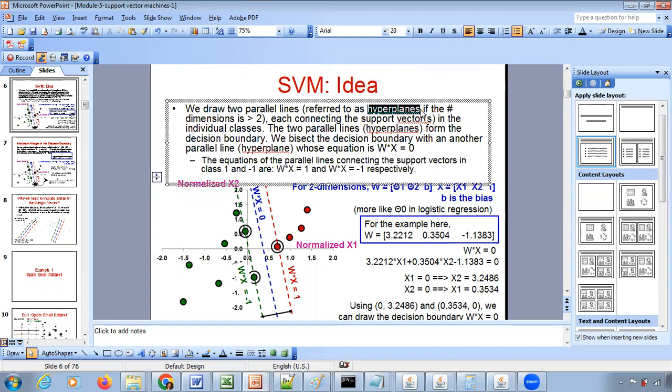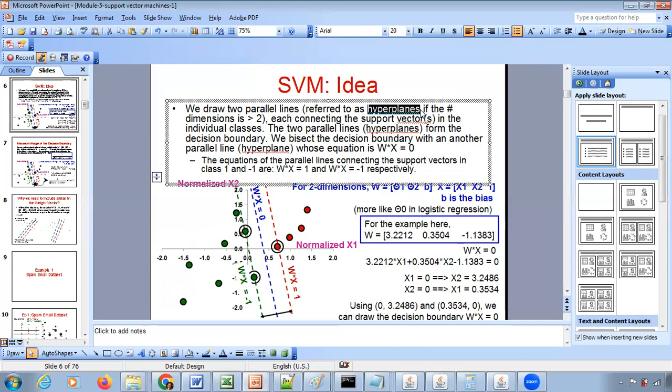That's the terminology we'll actually use if the number of dimensions is greater than 2. So if you have 3 or 4 dimensional features, then we have to use the word hyperplane for the one that connects the support vectors in each class. Again, you could have a multi-dimensional data set with more than 2 features and run it through a support vector machine, as long as we have only 2 classes in the data set.